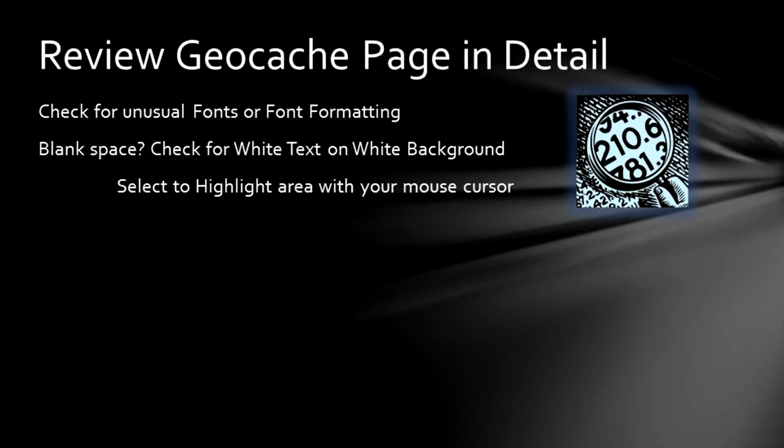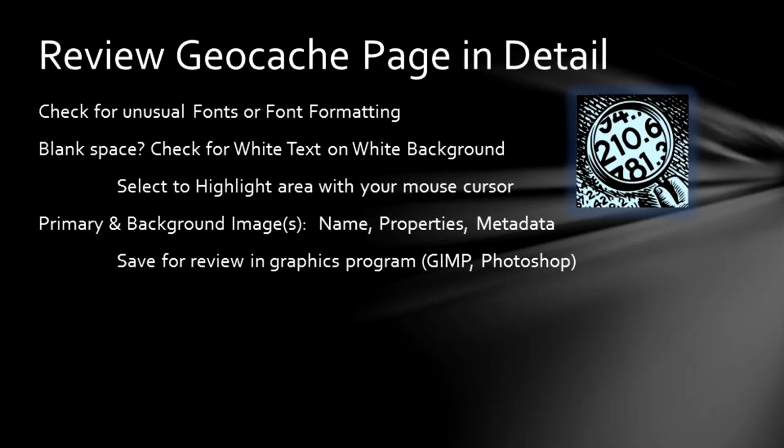After gathering surface information, search deeper. Pay attention to any unusual fonts or formatting. If the cache page contains a lot of white space, check for invisible text. White text on a white background can be revealed by highlighting the area. Save any primary or background images to your computer for further inspection in a graphics program such as Paint, GIMP, or Photoshop. Image name, size, or metadata may contain coordinate information.